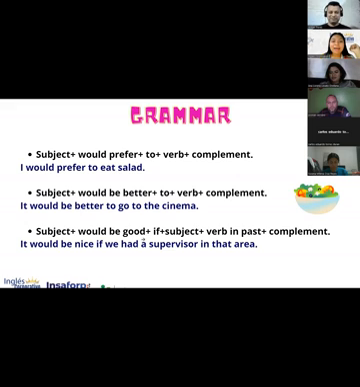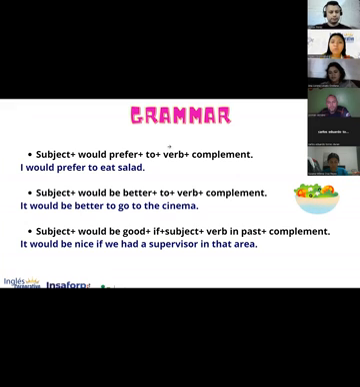Yes, Blanca. It would be better to drive my car. It would be nice if we had our own car. Susana, perfect. It would be nice if we learned English very fast. Excellent. I would prefer to buy a car. It would be better to drink water. It would be good if we dance at night. Period. Los puntos. Period, period. Okay. I can see that most of you forgot those.